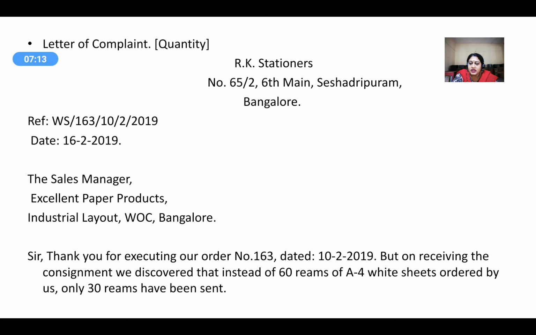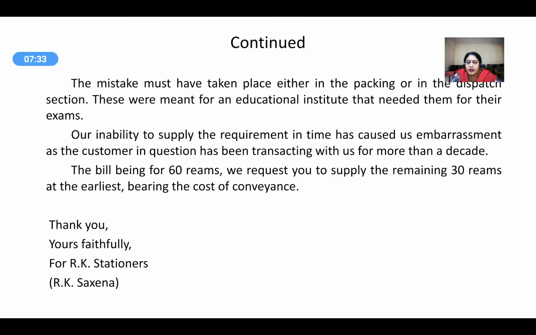But on receiving the consignment, we discovered that instead of 60 reams of A4 size white sheets ordered by us, only 30 reams have been sent. So the complaint here being the difference in quantity. 60 reams were ordered while only half of it was sent. Continued. The mistake must have taken place either in the packing or in the dispatch section.